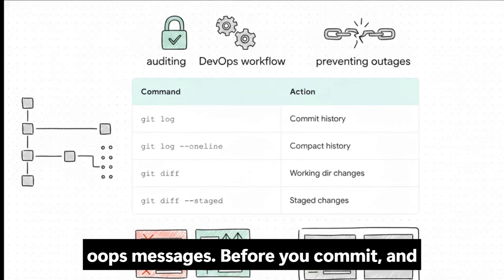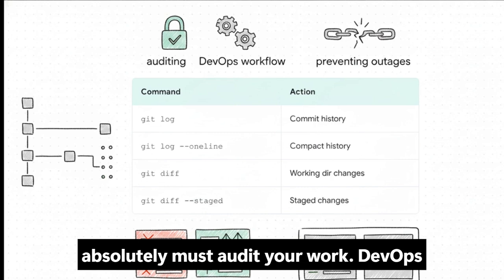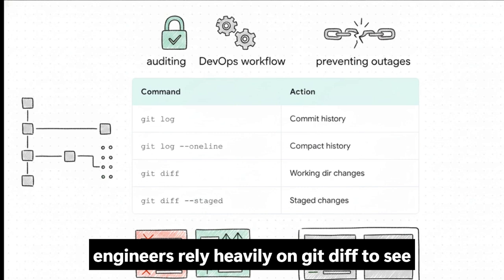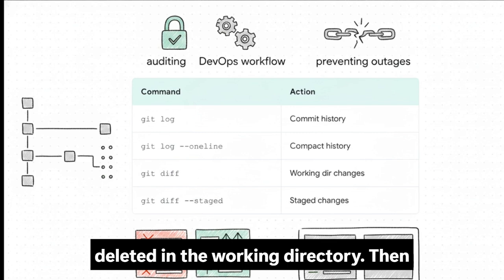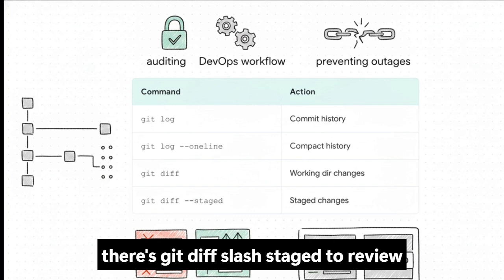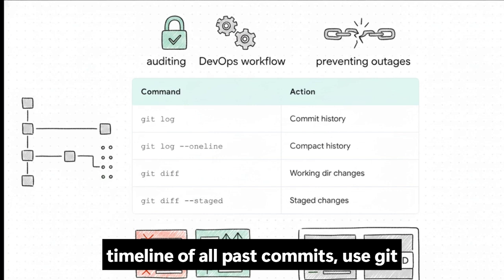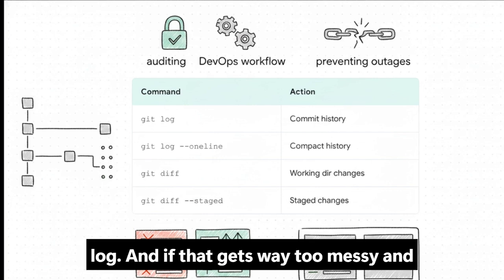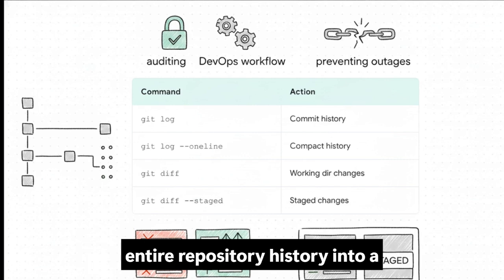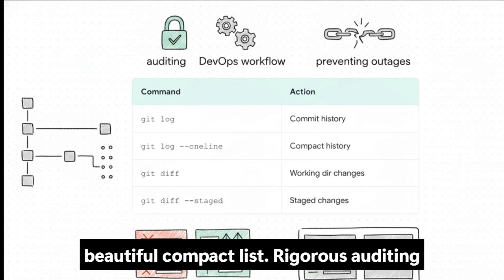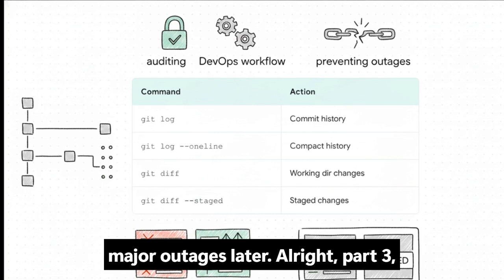Before you commit, and certainly before you deploy anything, you absolutely must audit your work. DevOps engineers rely heavily on git diff to see exactly which lines of code were added or deleted in the working directory. Then there's git diff --staged to review what is specifically ready to be committed. If you want to view the timeline of all past commits, use git log. And if that gets way too messy and long, git log --oneline condenses your entire repository history into a beautiful, compact list. Rigorous auditing here is absolutely crucial to prevent major outages later.